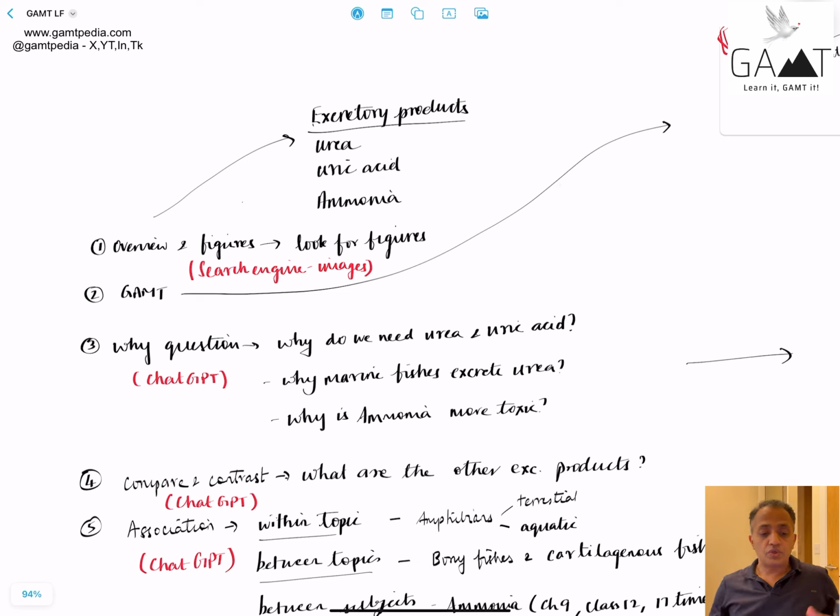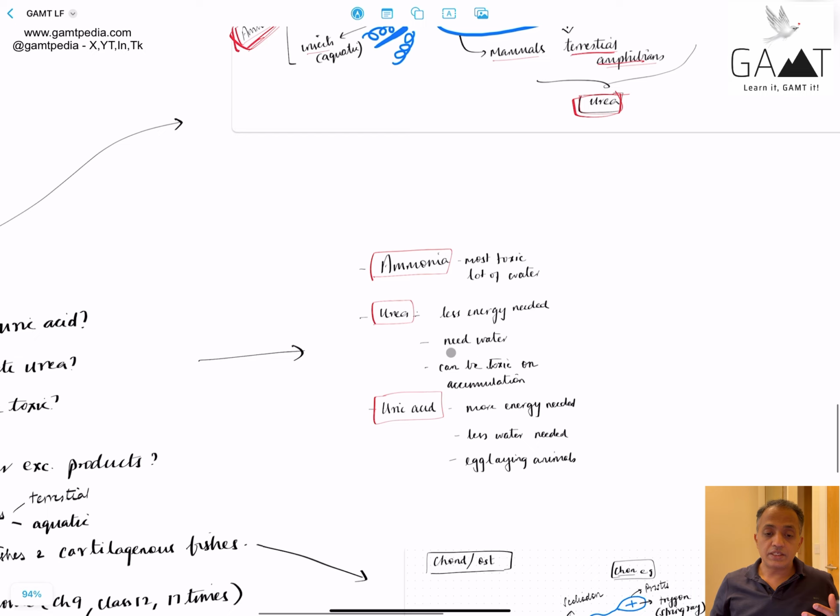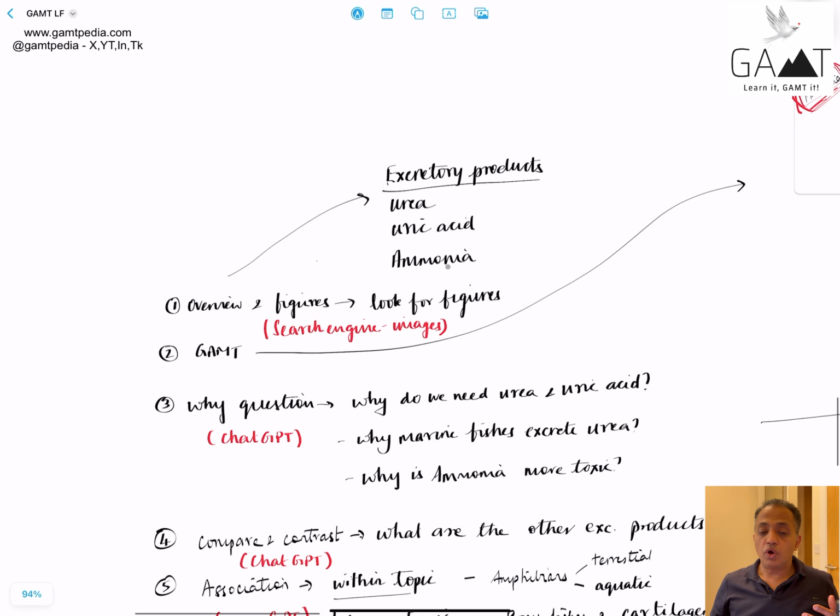So the question that I have is, why do we need urea and uric acid? As the text says, there are three types of nitrogen excreted products. There's urea, uric acid, and ammonia. And it also says, ammonia needs a lot of water, it's very toxic. Uric acid needs very little water and it's least toxic. And urea needs some bit of water, and it can also be toxic when it accumulates.